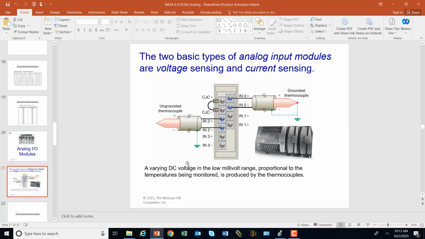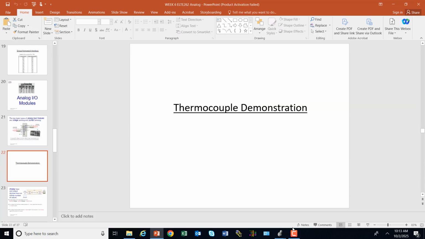And so the thing to realize, and we'll go over it again, is that the analog is going to be a linear or a proportional measurement, whereas I say thermocouple demonstration here.